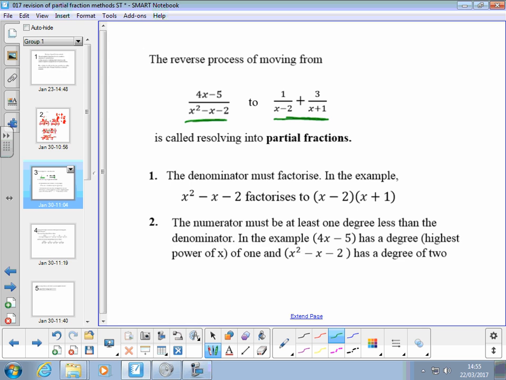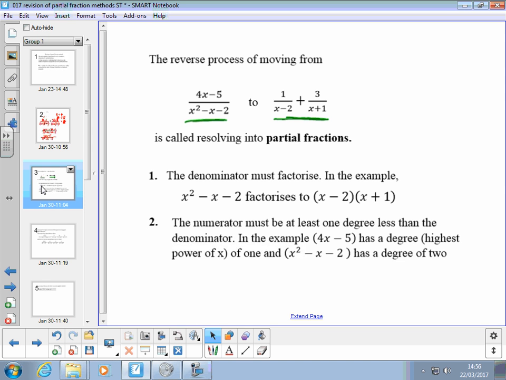The first thing that we need to have is a denominator that will factorise, i.e. that we can put in two brackets. So this x squared minus x minus 2 will factorise to x minus 2, x plus 1. And the numerator must be at least 1 degree less than the denominator. In the example, 4x minus 5 has a degree, the highest power of x, of 1. And x squared minus x minus 2, the denominator, has a degree of 2 because the highest power of x is 2.